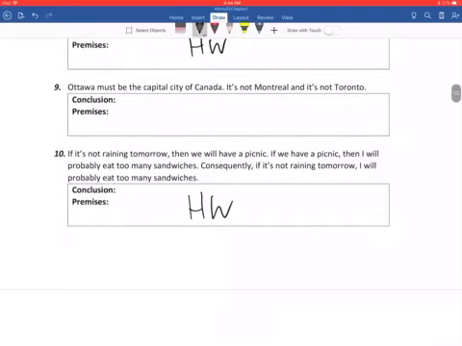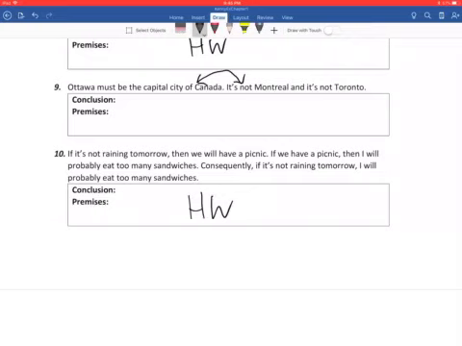Number 9, Ottawa must be the capital city of Canada. It's not Montreal and it's not Toronto, right? So again, which of those sentences gives you reason to believe the others? Is it go this way? If somebody told you that Ottawa must be the capital city of Canada, does that give you reason to believe it's not Montreal and it's not Toronto? Or does it go the other way? If the capital is not Montreal and it's not Toronto, does that give you reason to believe that Ottawa is the capital city? Right?